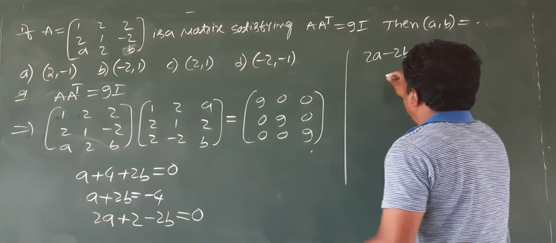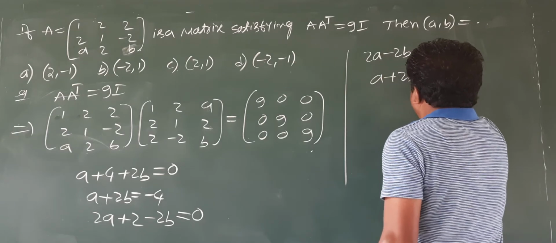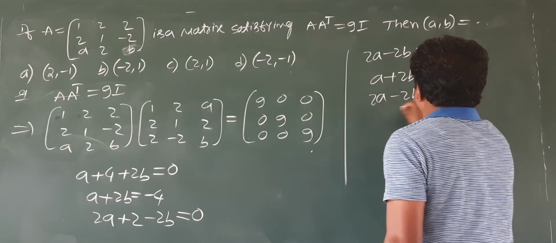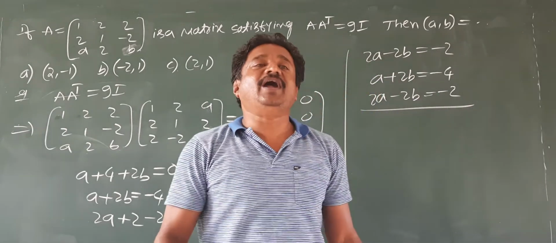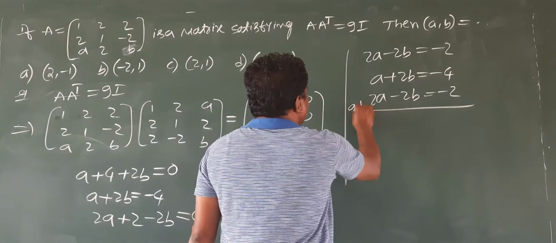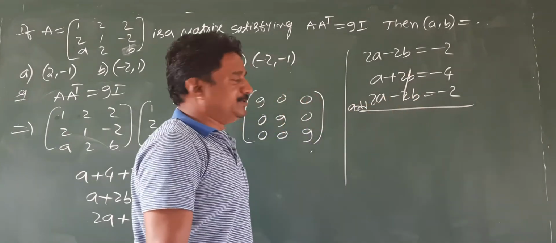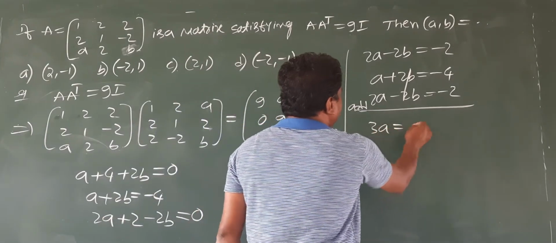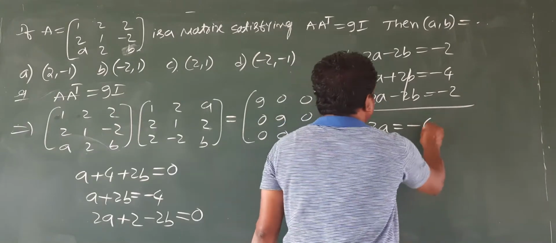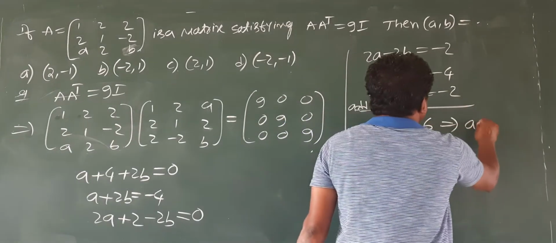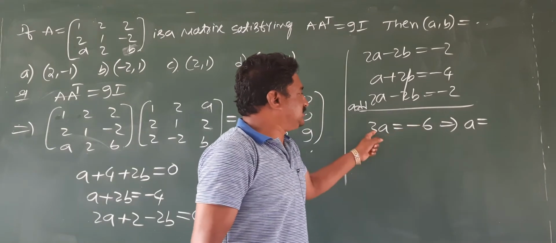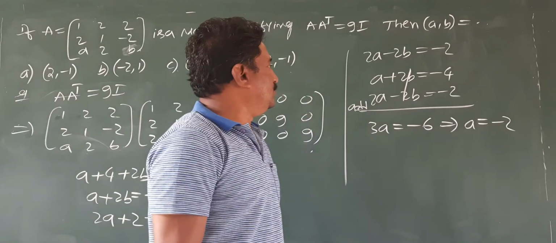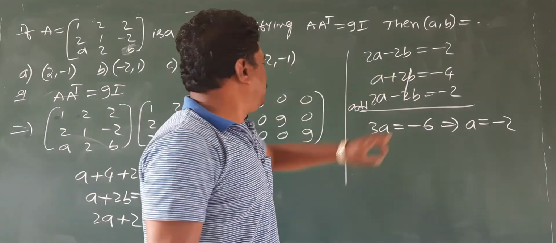So first one: a plus 2b is equal to minus 4. Second: 2a minus 2b is equal to minus 2. So go for addition. The 2b terms cancel. 2a plus a, 3a is minus 4 minus 2, minus 6. That implies a is equal to minus 6 by 3, which is minus 2. We got the a value. Substitute this a value to get the b value.